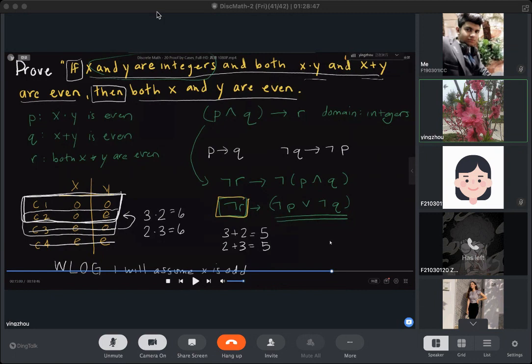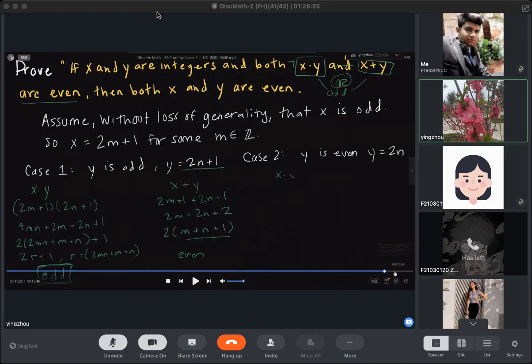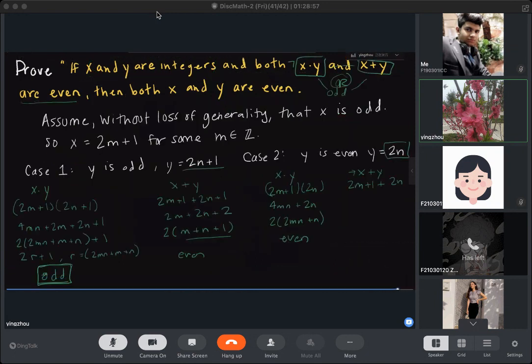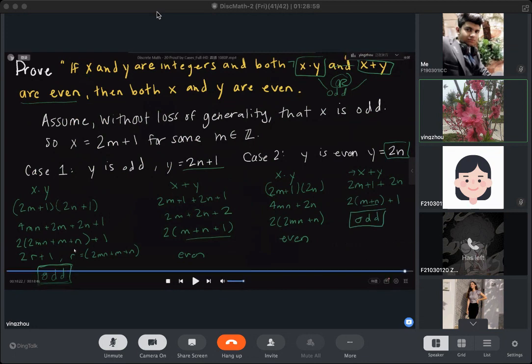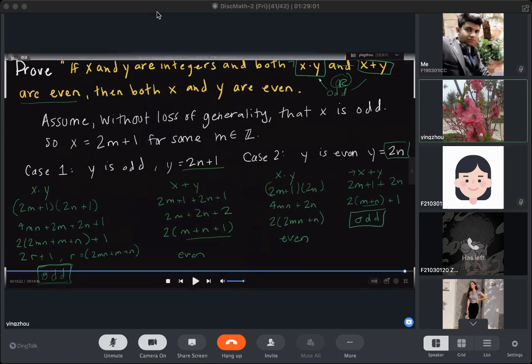So finally, we just need to show not P or not Q is okay. Here, one of them is odd is okay. So if you just find that one of them is odd, that is okay. Otherwise, if you think you need all of them to be odd, that is wrong.